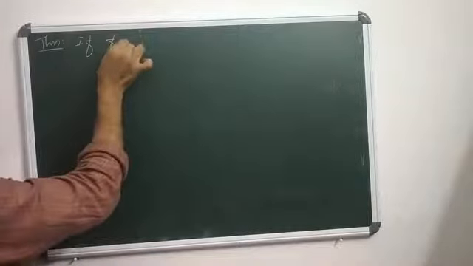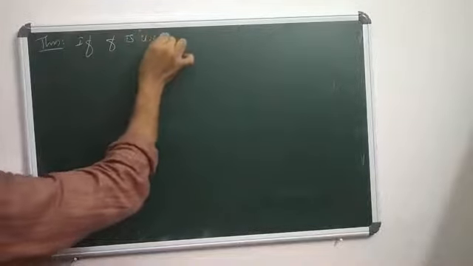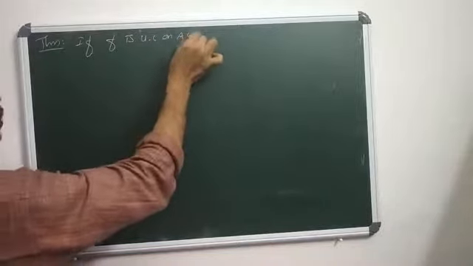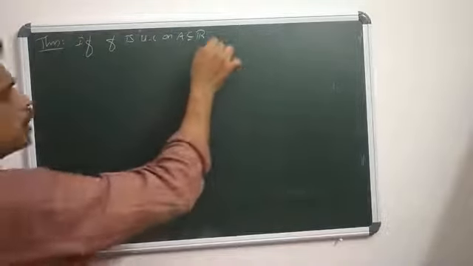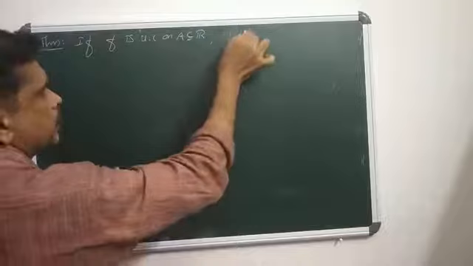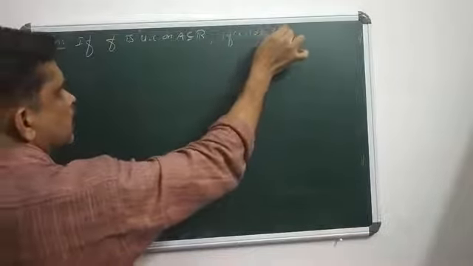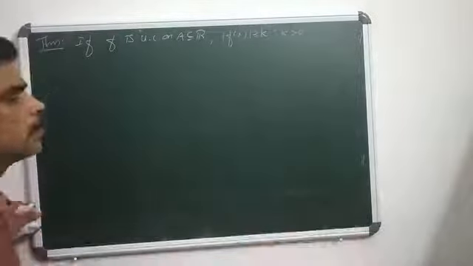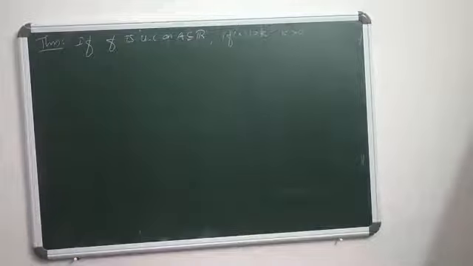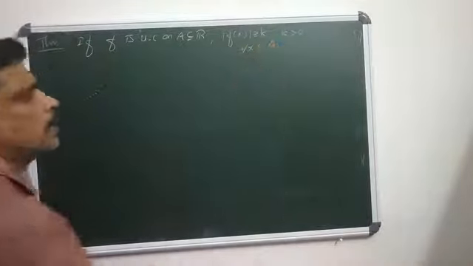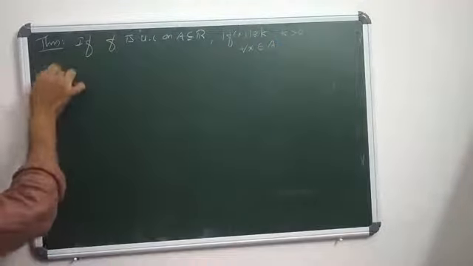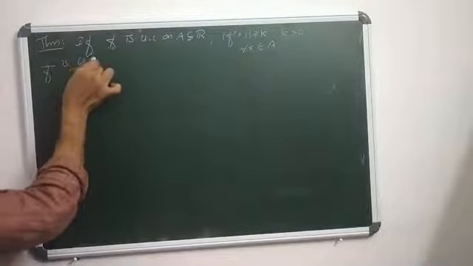If f is uniformly continuous on A, where A is a subset of the real numbers, such that mod f of x is greater than or equal to k, where k is positive, for all x in A, then 1 by f is uniformly continuous on A.